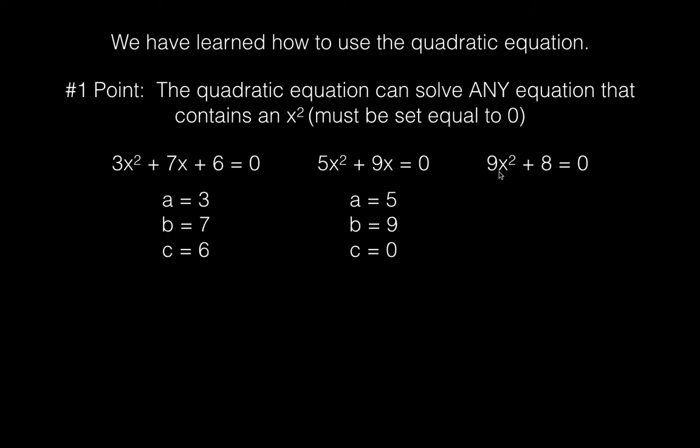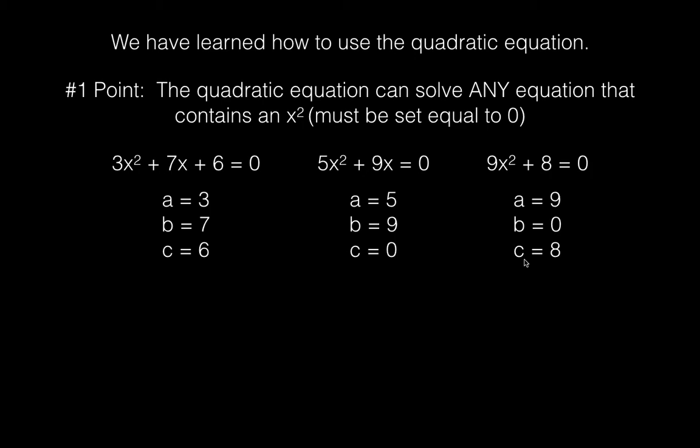Again, same thing would work with this question. 9x squared plus 8 equals 0. Again, there's two terms, but still, since that's an x squared, that means that A would be 9. Since there's no x, that means that B would be 0 and C would be 8. You would plug those numbers into your quadratic formula and get the answer.